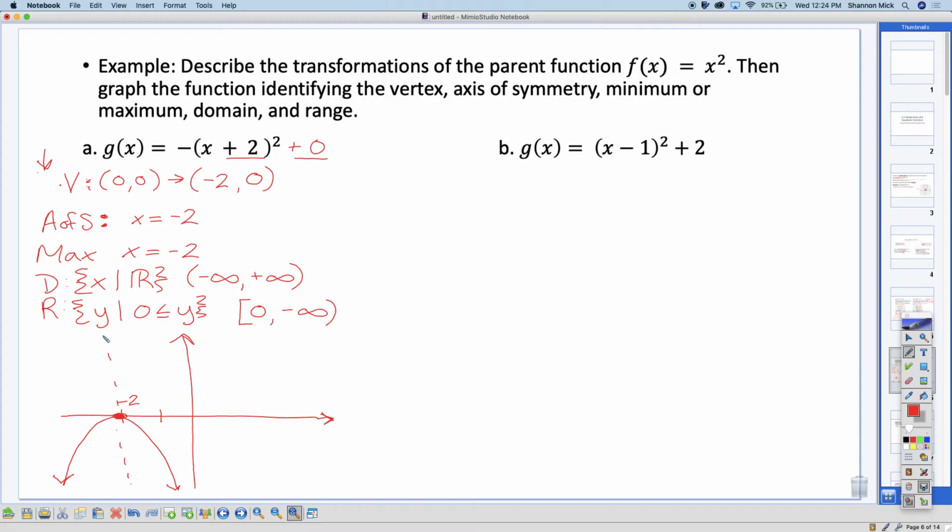Okay, so left to right. Does it open up or down? Up, because it's positive, yes? Is it wider, narrower, or the same? The same. And we'll just write same so we know we checked for it. How about that? Alright, okay?